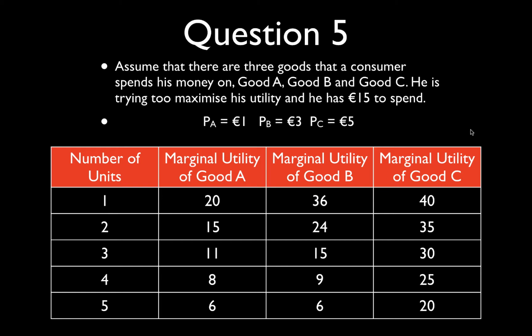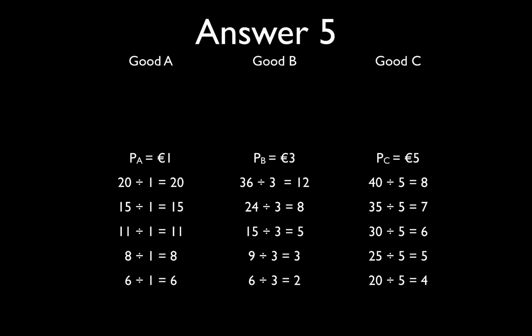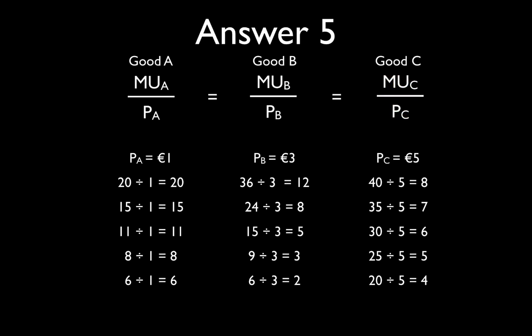Okay, well, hopefully you've had an opportunity to have a go at that question. Now let's look at the answer. Like all of these, what we are saying here is that the consumer will spend their income in such a way where the ratio of marginal utility to price is the same for all goods consumed. So now what we have to ask ourselves is, we've taken the marginal utilities, divided them by their respective prices, which is here in the second column of the prices, and in the first column in each of these, the marginal utilities. So we say, well, which is he going to choose? He's going to choose the first unit of good A, the first unit of good B, or the first unit of good C.